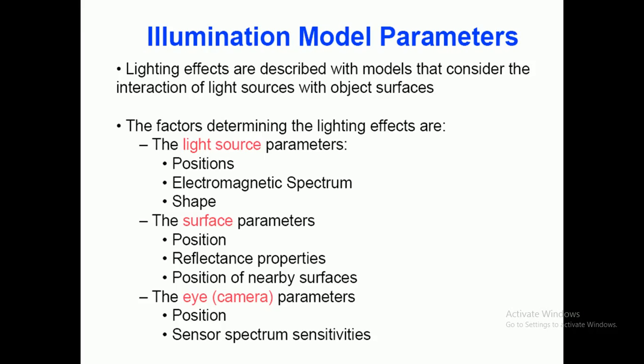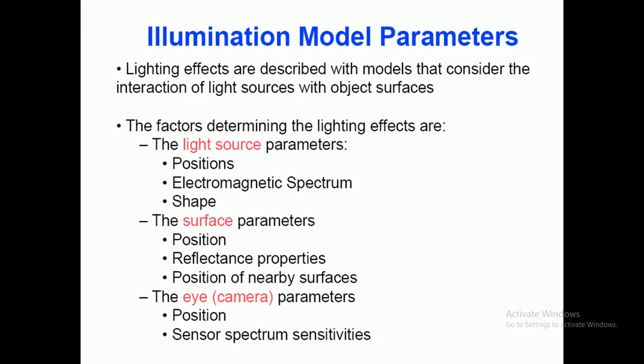The light source, which light has fallen, right? Then the object surface, what type of object you are using, because there are shiny surfaces and rough surfaces, right? These different surfaces have different reflection properties. That's why the factors that determine the lighting effects are the light source parameters.